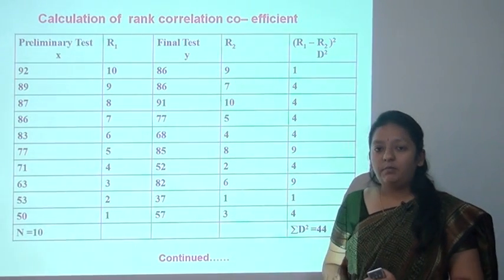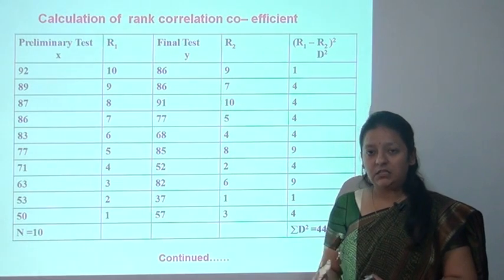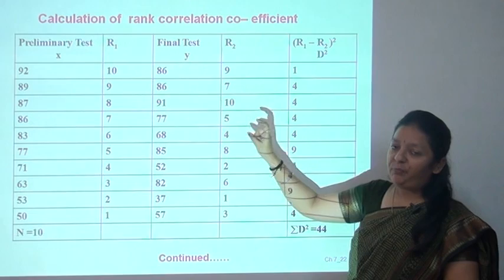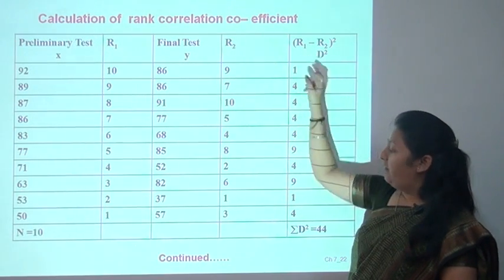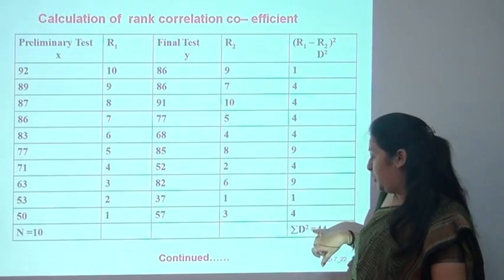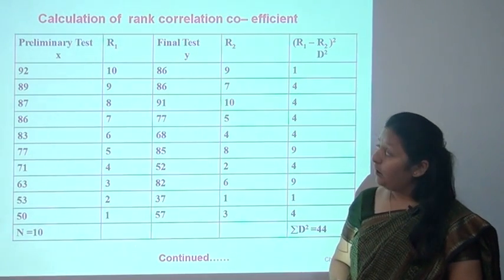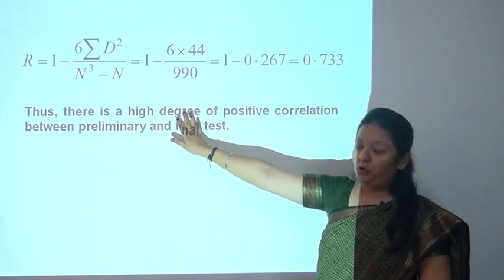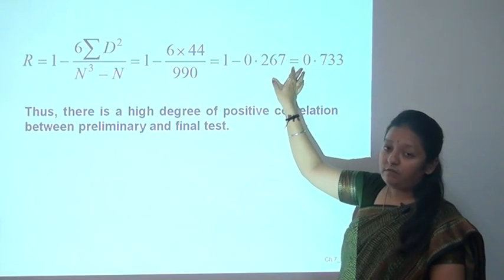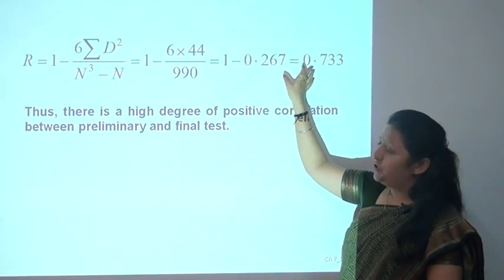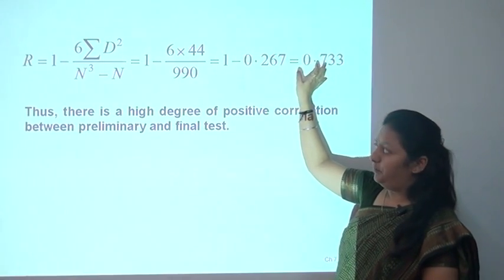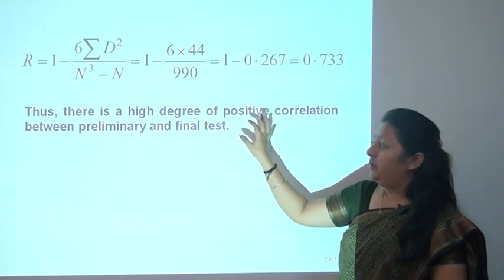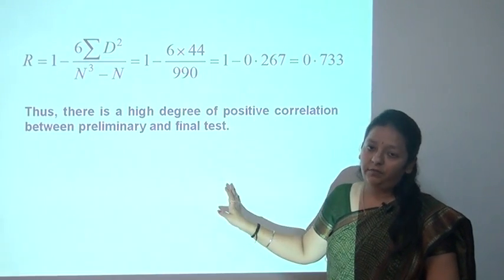The next step is to identify the differences, R1 minus R2. We have this data, and simply square it. So we have sigma D square, which is equal to 44. By applying the formula of Spearman's rank correlation coefficient, you get the value of R equal to 0.733. Thus, there is a high degree of positive correlation between the preliminary test and the final test.